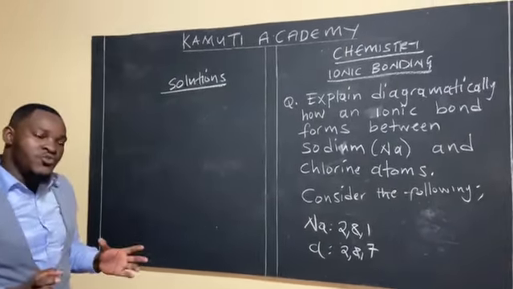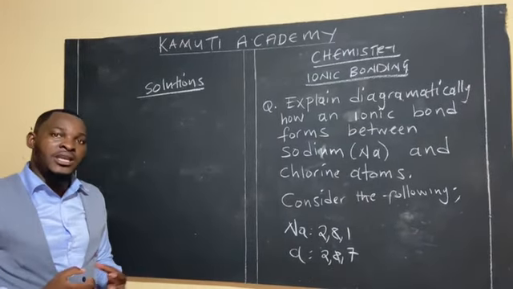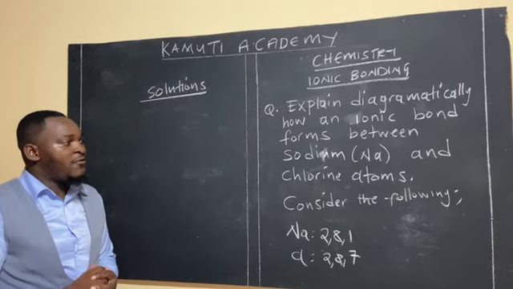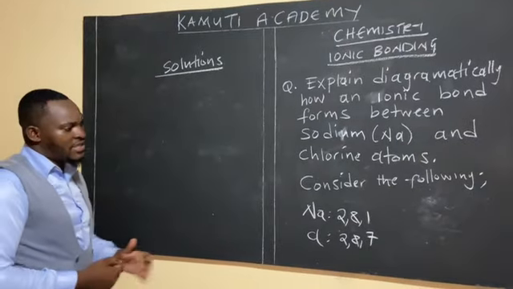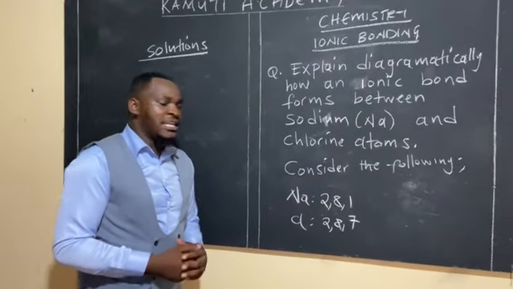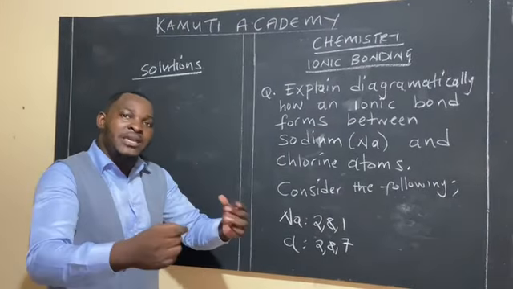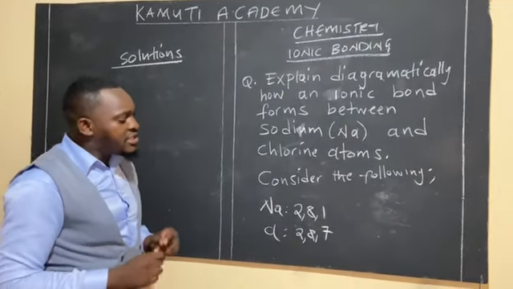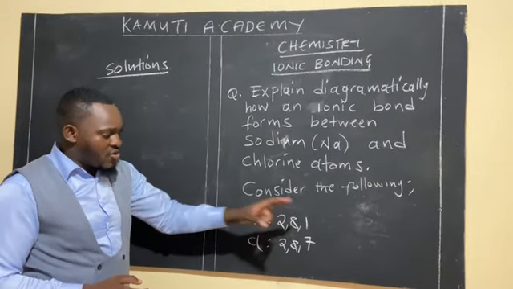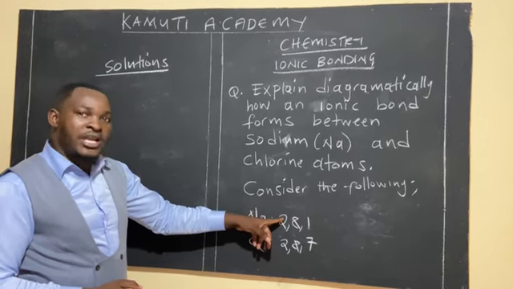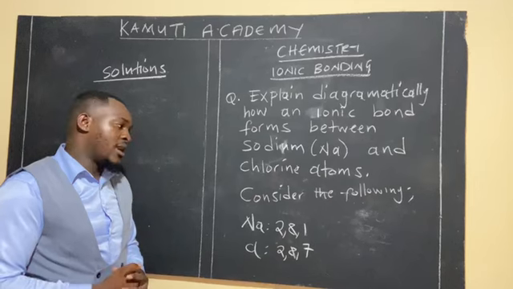The first thing we're going to do is draw the structures of sodium and chlorine before we can go about finding the final results. The structure of sodium is 2, 8, 1. They represent electrons. Together, they add up to the atomic number, which is equal to the number of electrons. These are shells: in shell number 1, there are 2 electrons, 8 electrons in shell number 2, and 1 electron in shell number 3.